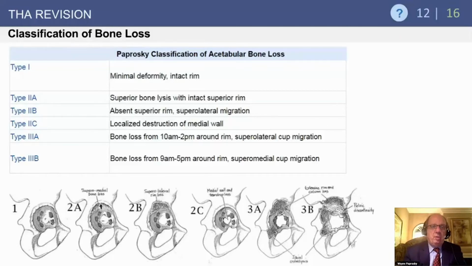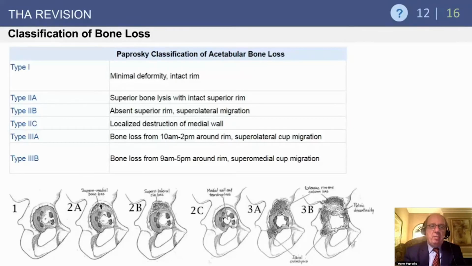So the difference between an A and a B: an A is more of an expansion with an intact rim. B is a migration with a rim that's not intact. And C is just complete straight migration creating a protrusio. What's important is that when all of these cases have less than 3 centimeters of migration, the cups are stable and no secondary fixation is needed.